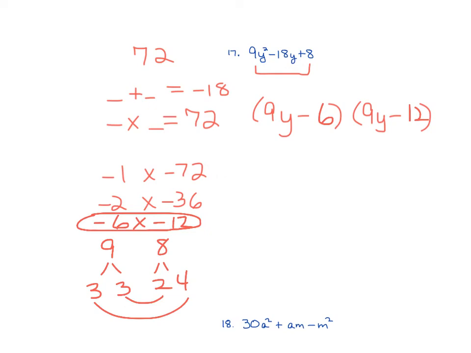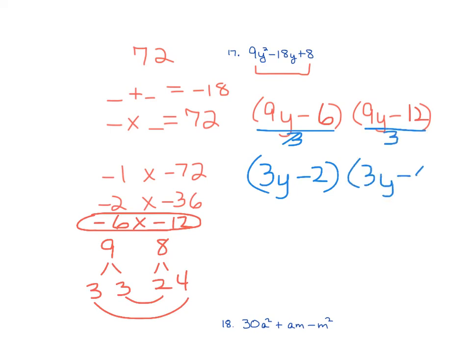And now I have to look to see, can I reduce my binomials? Can I reduce the first one? What can I divide it by? 3. Good. So divide it, and then I get 3y minus 2. And then this one I can also simplify by the same thing, and then get 3y minus 4. And then throw it away after you divide it. So then now we're going to FOIL it and make sure it goes back.